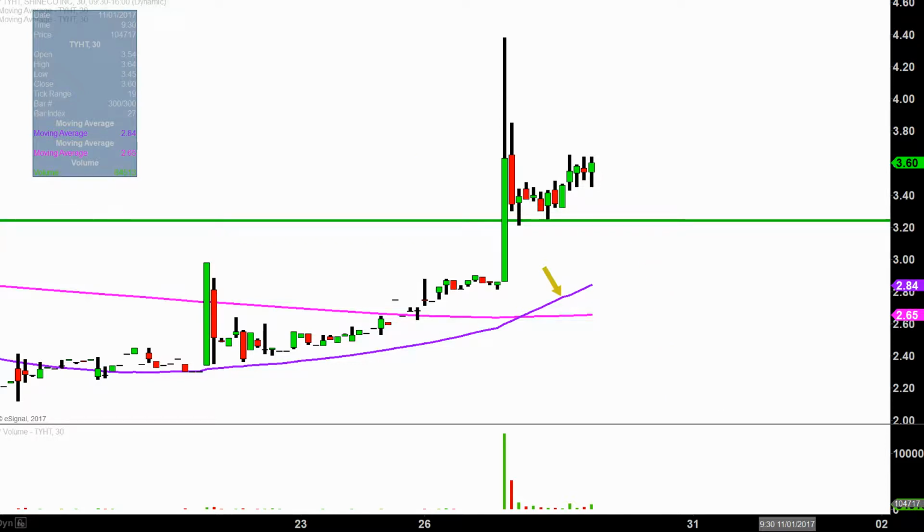Again, you want to see the price stay above $3.25, but as long as the price is above that purple line from the big picture, then the trend is fully in the bulls' favor.